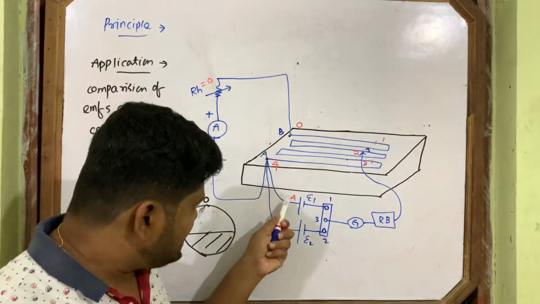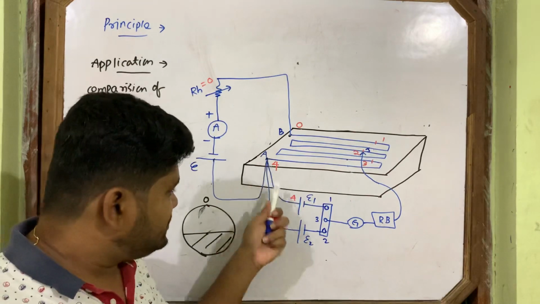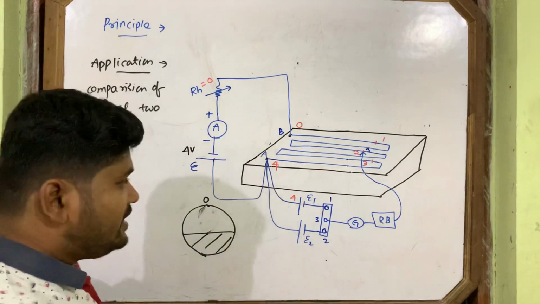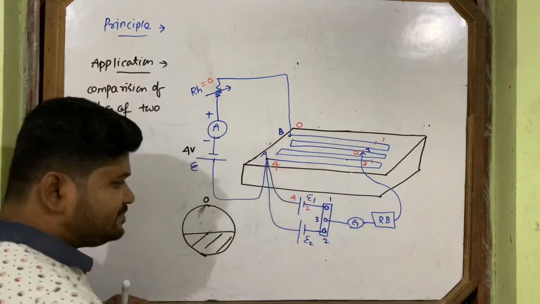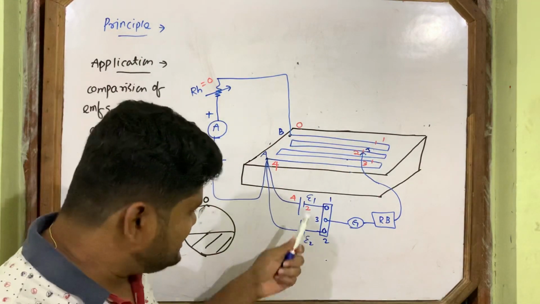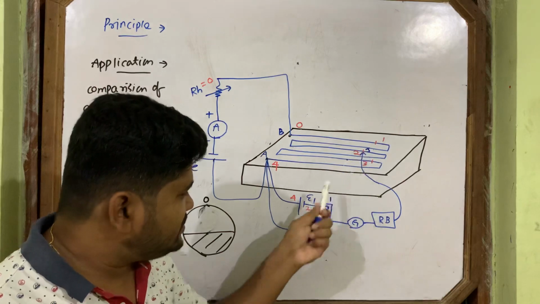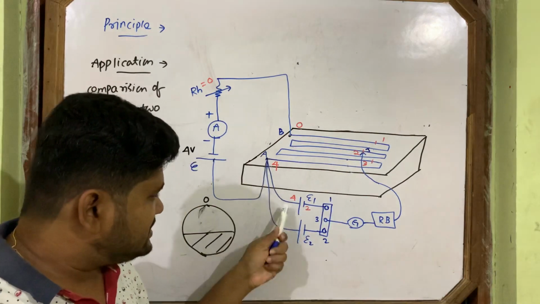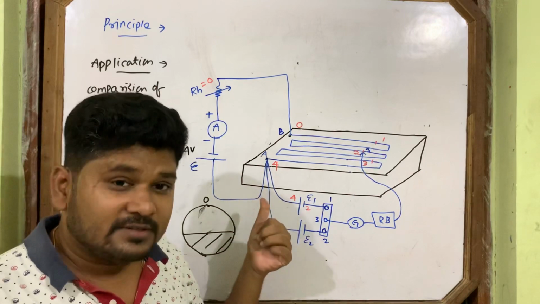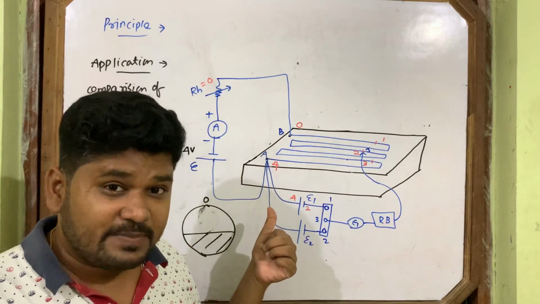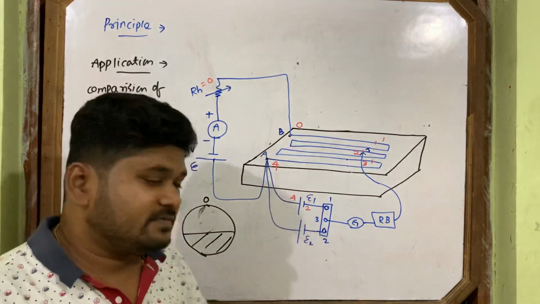Hence, no current is passing. Because this is 4, this is 4. If this is 2 volt, also this is 2 volt. This side is 2, this point is 2, this side is 2, this is 4, this side is 4. No current is passing. That's why no current is passing, because 4 volt, 4 volt.